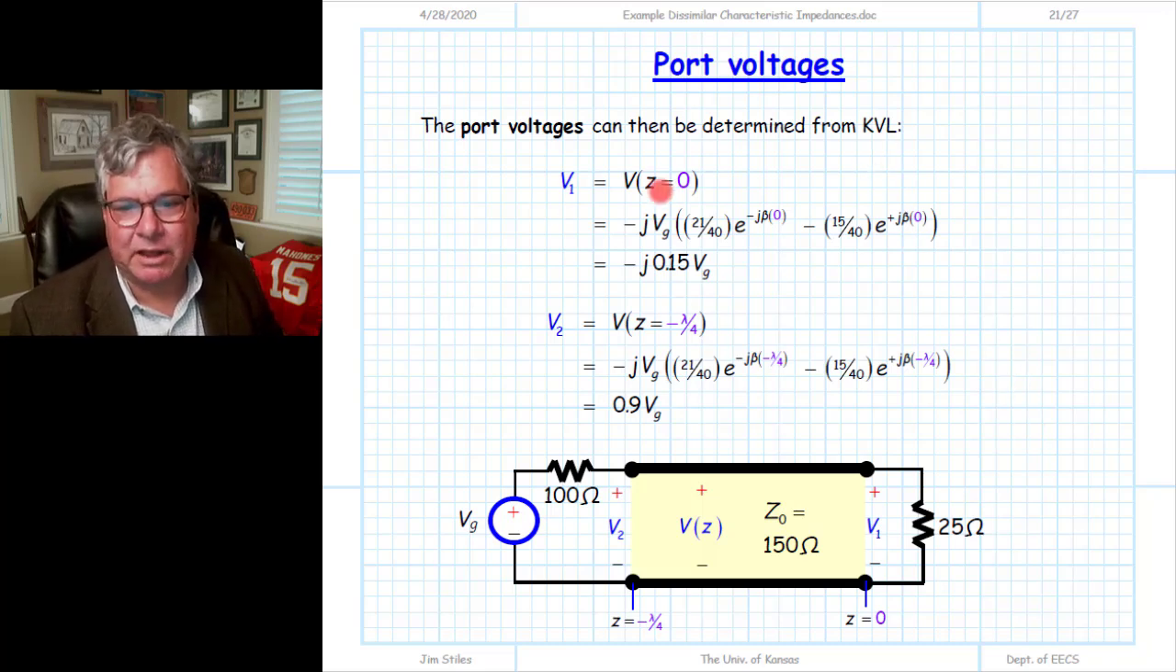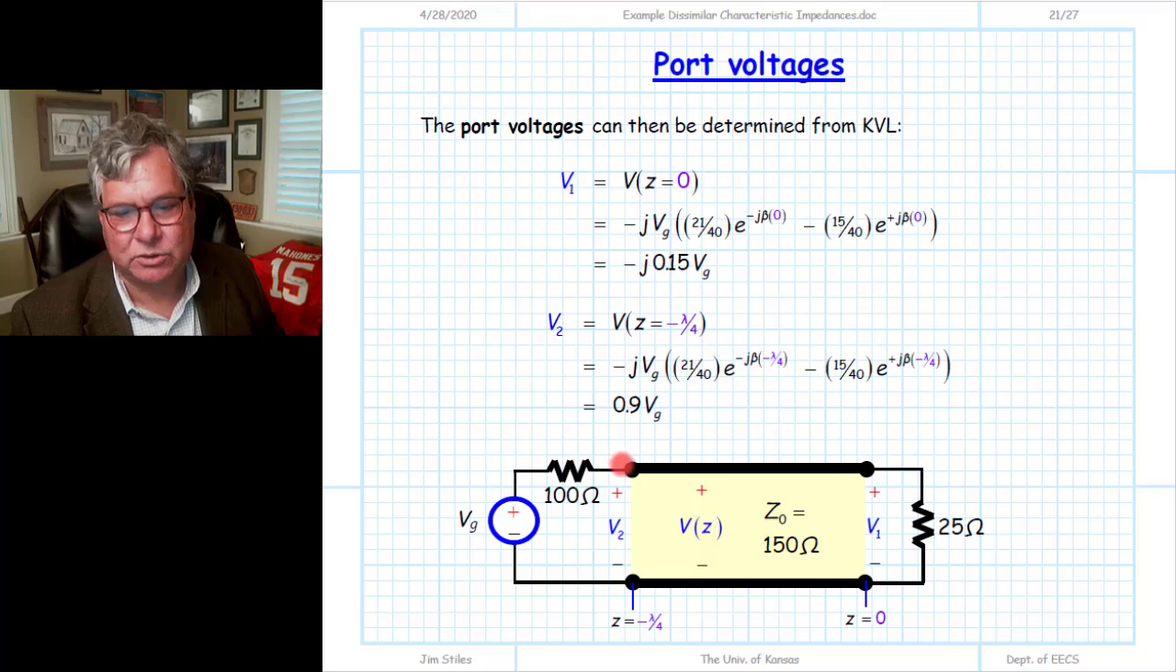Okay, so from KVL we know the port voltage V1. Remember, that's the one all the way down here. That port voltage V1 is simply the total voltage along the transmission line when evaluated here at the very end at z is equal to 0. So we take that total voltage solution that we had and evaluate it at one specific point, z is equal to 0, and by KVL that must be equal to port voltage V1. So we evaluate that, and we get this result again in terms of the independent variable VG.